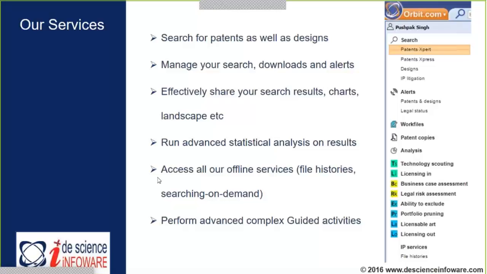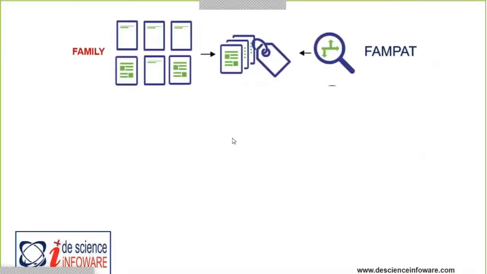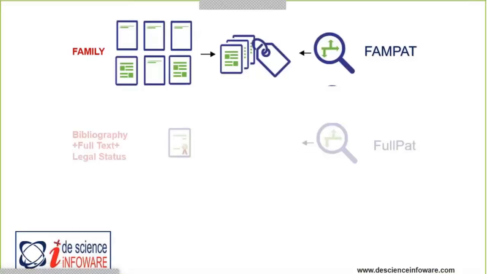In a nutshell, orbit.com has three databases. The first database is called the FAMPAT database. In this FAMPAT database, you can search by family. So when you put in any keyword, you get the family record, a unique record; you don't have duplicates in the result set.